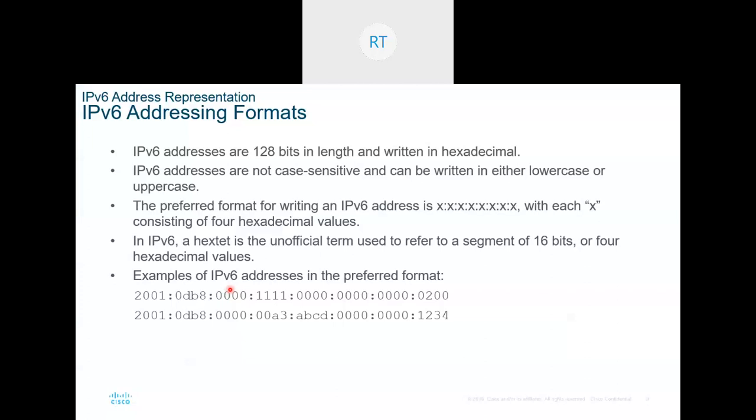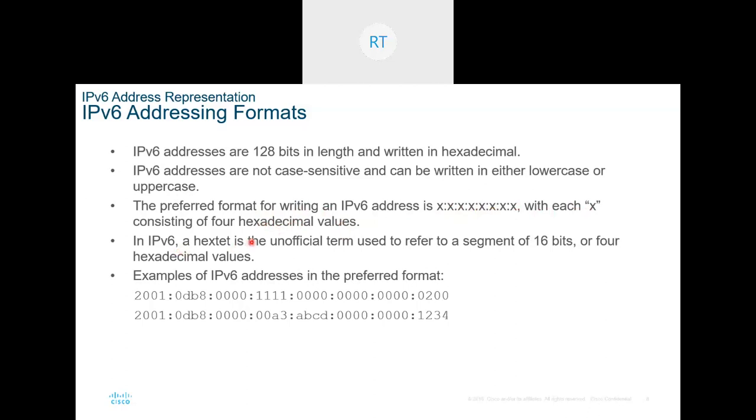So, how do you represent it? What is the structure of an IP version 6 address? I've already mentioned that IP version 6 addresses are 128 bits in length. You know what a bit is? 0 or 1. So these are 128 zeros and ones. However, it's written in hexadecimal. The addresses are not case sensitive, so you can use uppercase and lowercase characters. However, the preferred format for writing addresses is this, with each hextet consisting of 4 hexadecimal values.